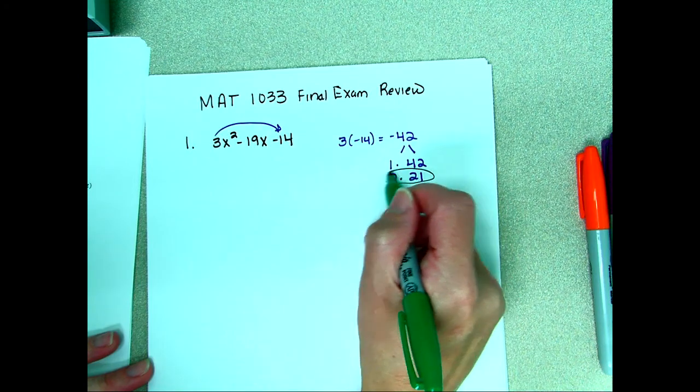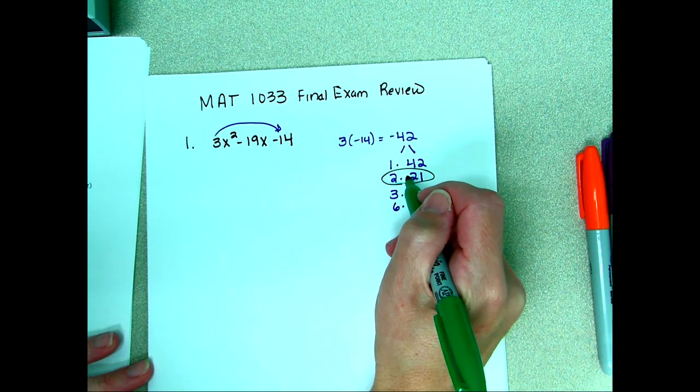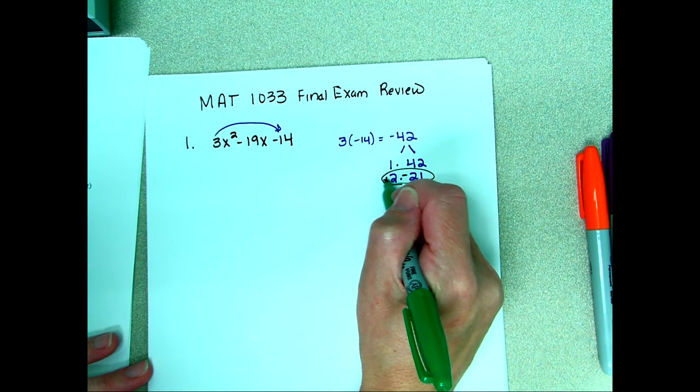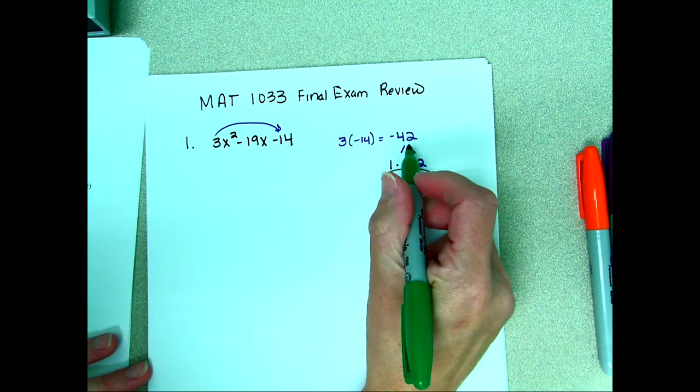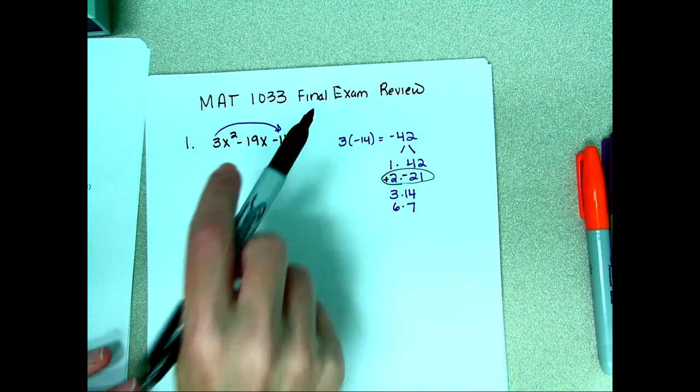2 and 21. Since 19 is negative, the bigger number carries the weight of our sign. The 21 will be negative. 2 is positive. Positive 2 times negative 21 is negative 42. Positive 2 plus negative 21 will give us negative 19.